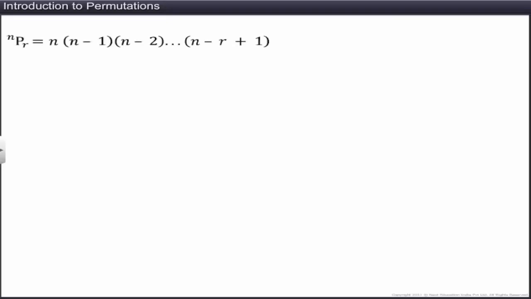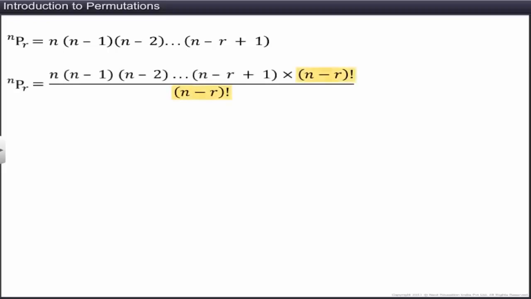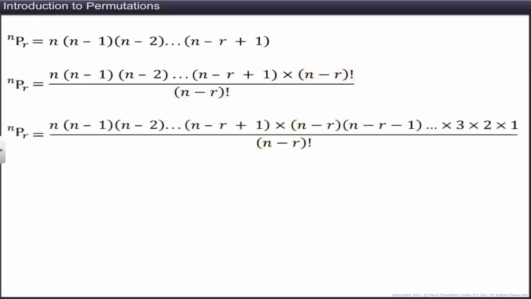Now, we will see an alternate representation of nPr. We know the formula for nPr. We divide and multiply it by n minus r factorial. Then, we expand the n minus r factorial in the numerator. Therefore, the numerator becomes n factorial. This representation is used for computing nPr.